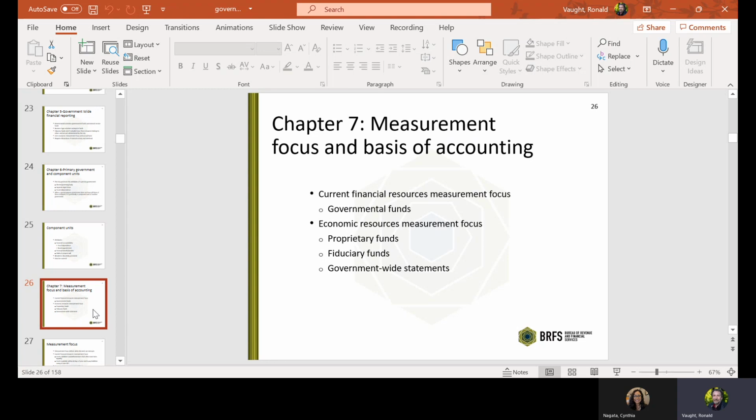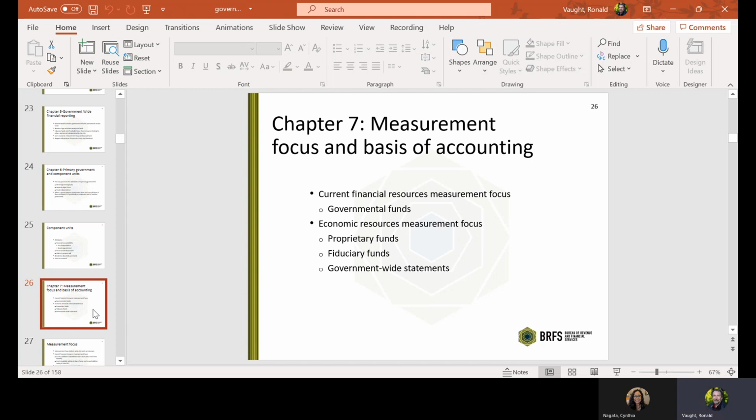So chapter 7, we're back to measurement focus and basis of accounting. We keep coming back to this because it's just so important in understanding accounting. So again, the measurement focus tells us what we're going to measure, and the basis of accounting tells us when we're going to measure it. For governmental funds, we're using current financial resources measurement focus. And for the other types, we're using economic resources measurement focus.